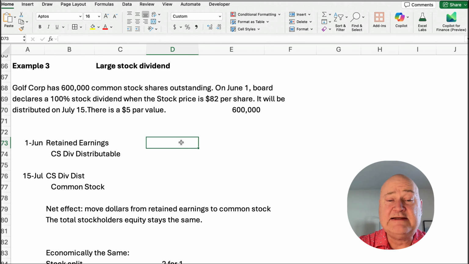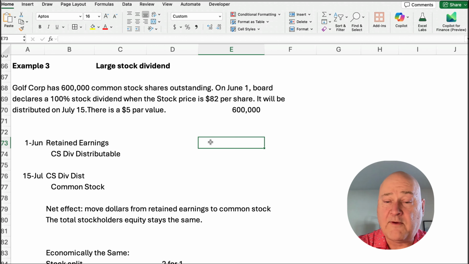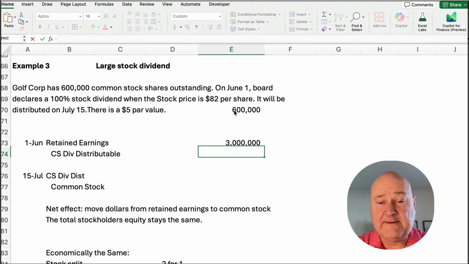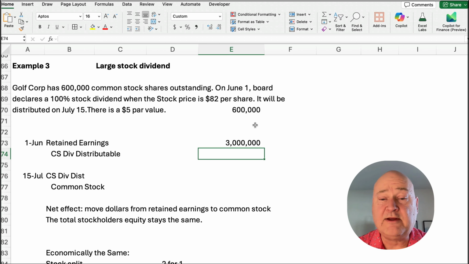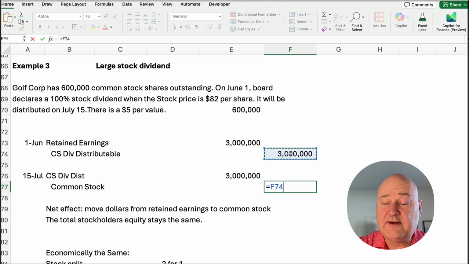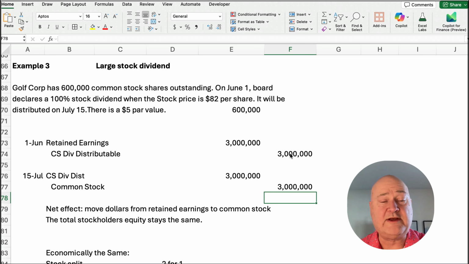So they would say 600,000 times 5. So it's 3 million, and the distributable is going to be the same 3 million. And then the common stock dividend distributable, here I abbreviated rather than writing out that whole title. And then common stock is 3 million. So all we did, we moved 3 million from retained earnings to common stock. No effect on assets, liabilities, and there's no effect on total stockholders' equity.